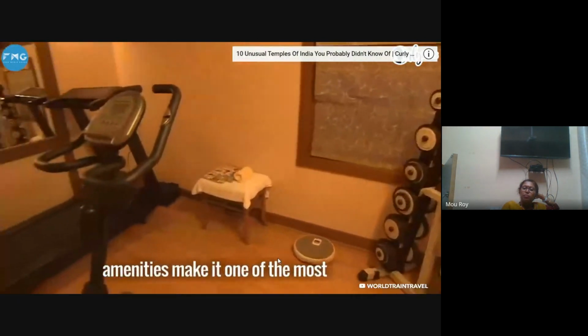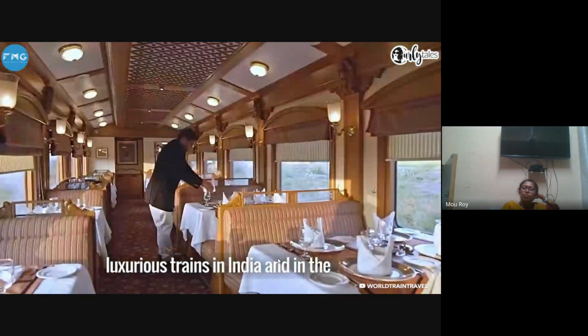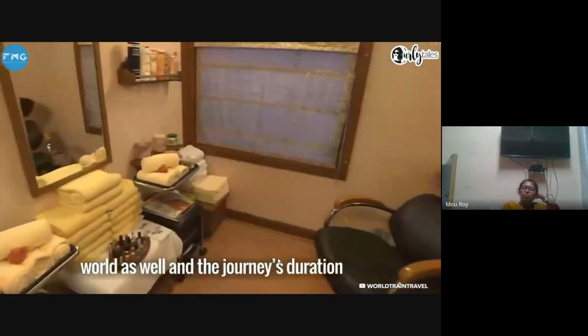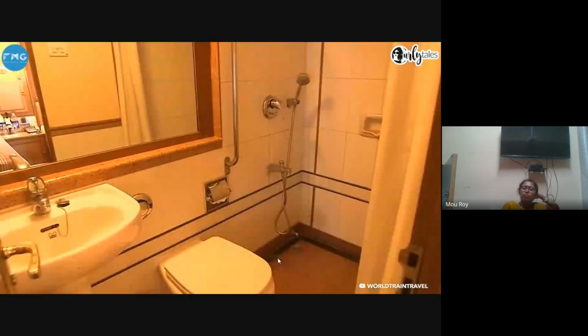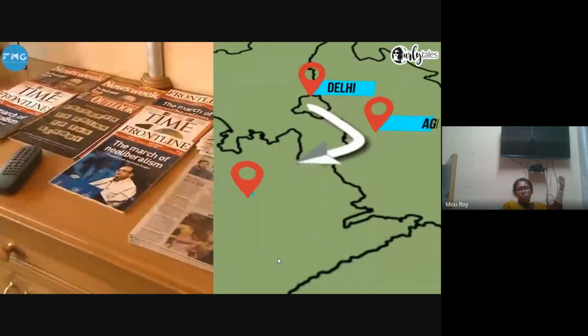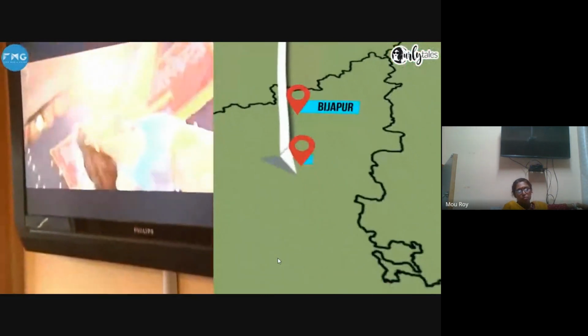State-of-the-art amenities make it one of the most luxurious trains in India and in the world as well. And the journey's duration is 8 days, starting from Delhi through Agra, Jaipur, Bijapur, Hampi and Tardoba.